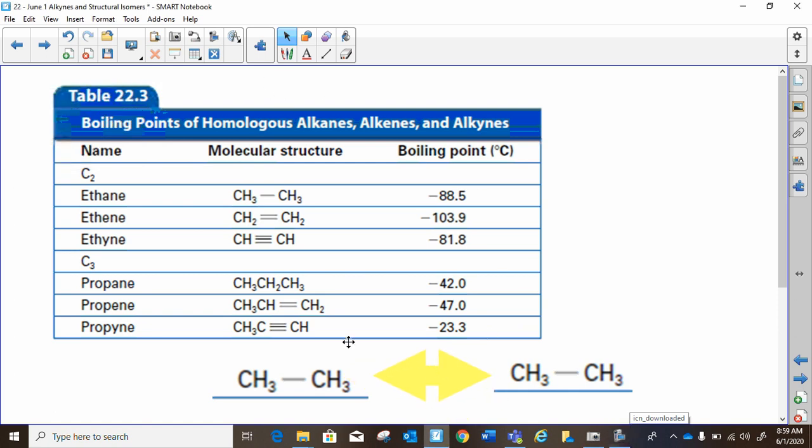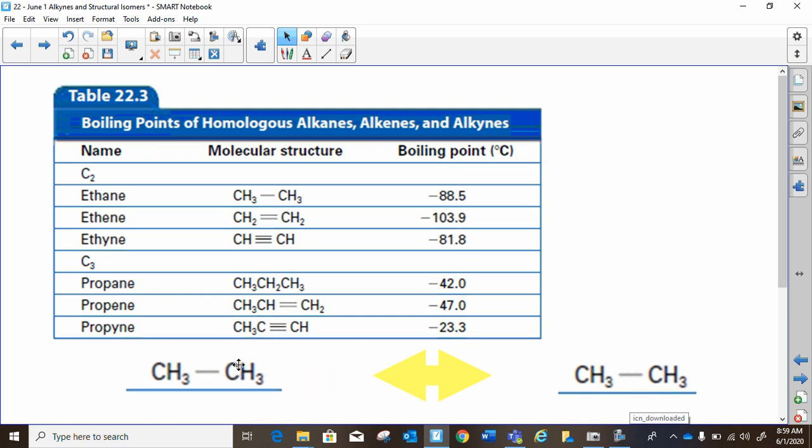But what I was trying to show you is that between two molecules of ethane, the intermolecular forces are roughly the same strength as between two molecules of ethene, two molecules of ethyne, and so on. That's why they have similar boiling points. It's going to take roughly the same amount of energy to separate two molecules of ethane as it will to separate ethene, ethyne, etc. Okay, so that's what that data table was to show you.